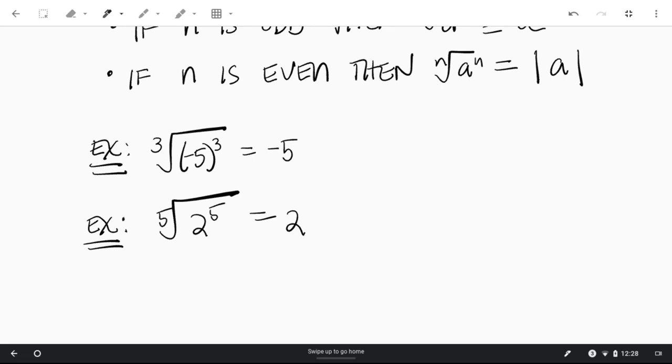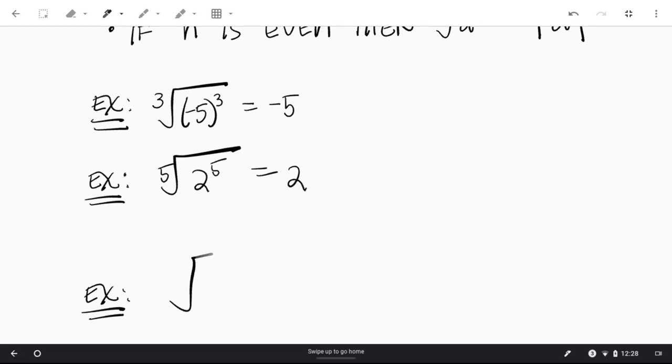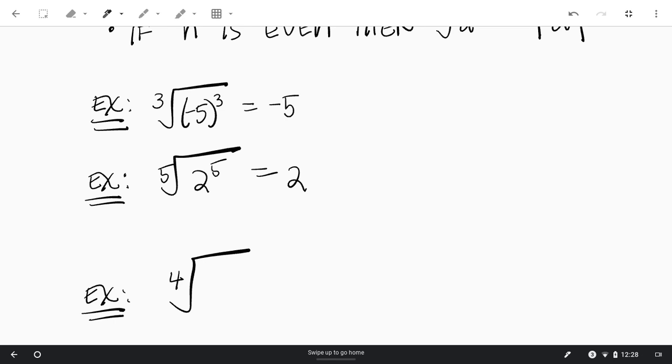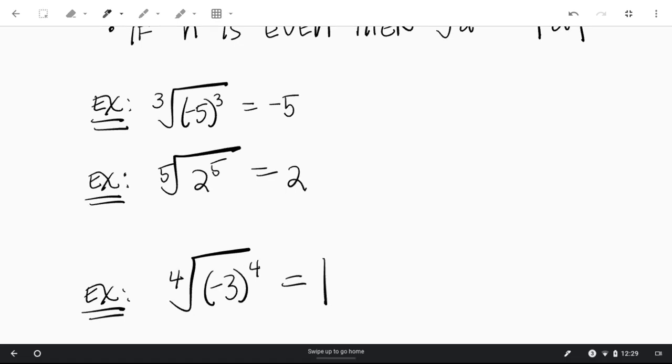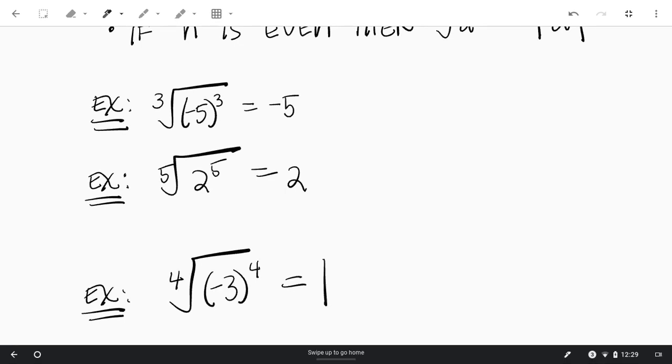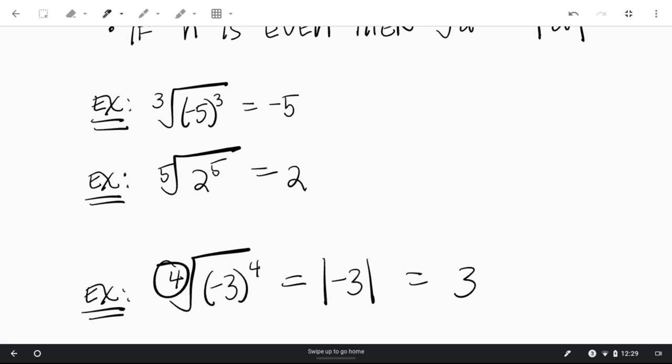If we do something like this, let's do 4th root of -3 to the 4th power. Here we're doing the even root, 4. So we have to do the absolute value of this here, which is going to be 3. Whenever you're doing an even root, you're going to need to do the absolute value.